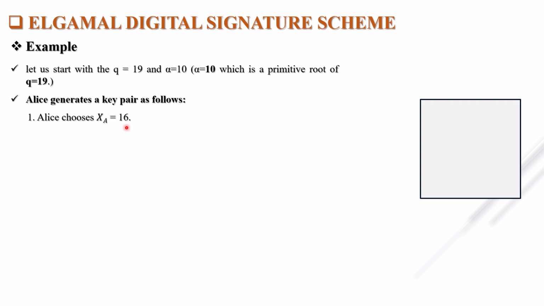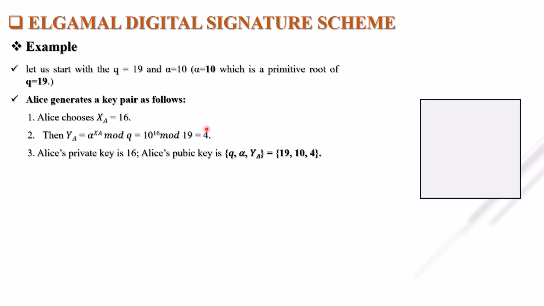Then Alice will compute the public key with the help of YA equal to alpha raised to XA mod q. What is our alpha? Alpha is 10. What is our x? It is 16, mod 19. What is the answer? The answer is 4. So the private key of Alice is 16 and the public key of Alice is 4. But in ElGamal digital signature, the public key is a set of three things, that is q, alpha and YA. So the public key of Alice is 19, 10 and 4. This will be globally known as the public key of Alice.